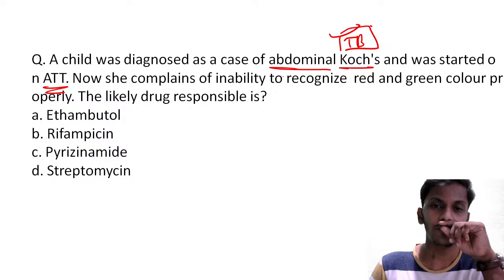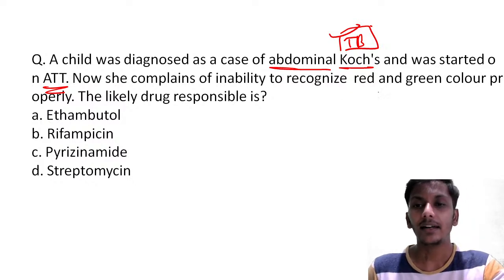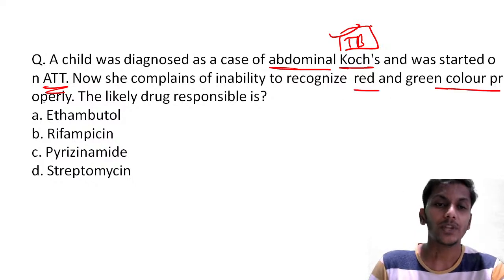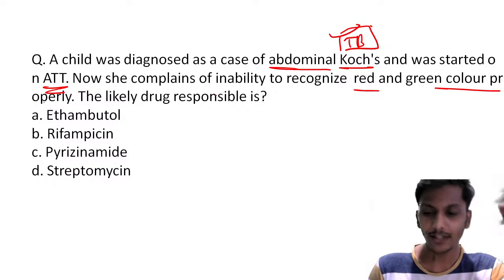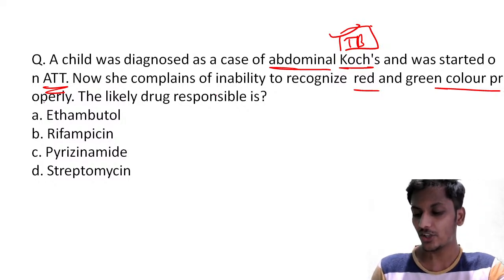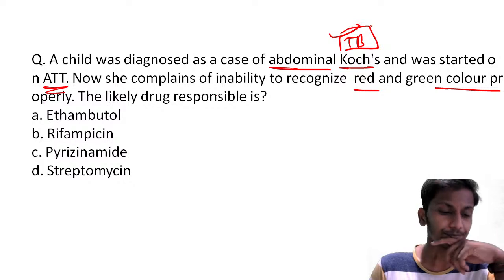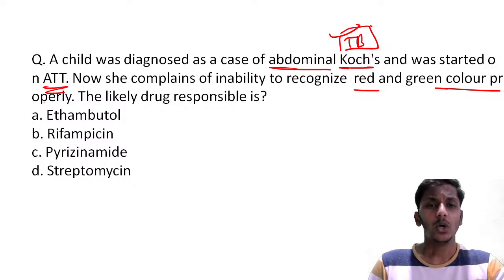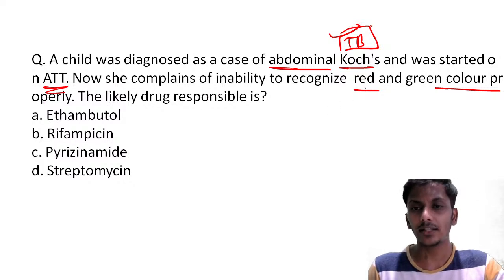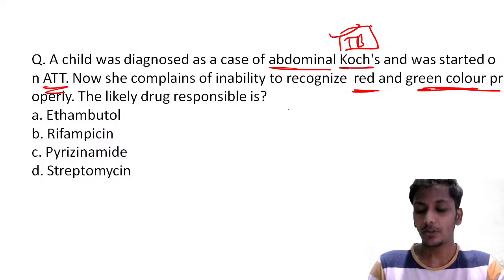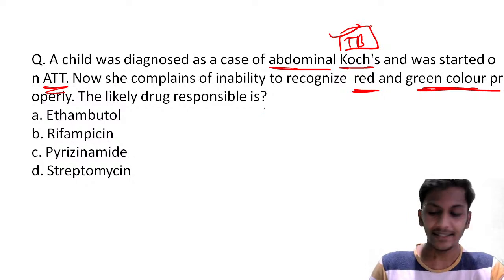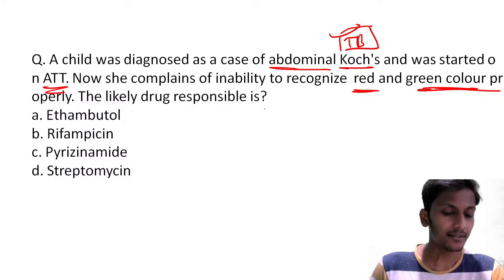Now she complains of inability to recognize red and green color properly. The likely drug responsible is... इसका तो आंसर चाहिए यार. This is a very easy question which has been asked repeatedly. So just tell me, which is the drug which can cause this side effect, that is red and green color blindness. So please tell me, which is the anti-tubercular drug which can lead to red and green color blindness.